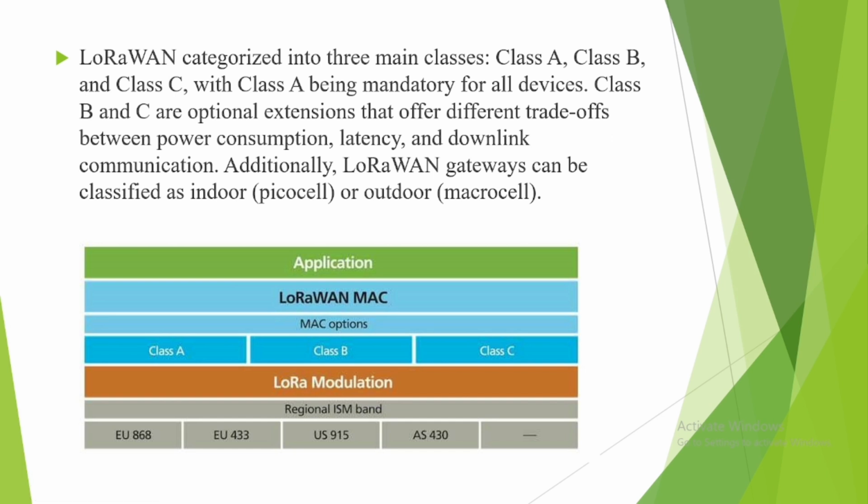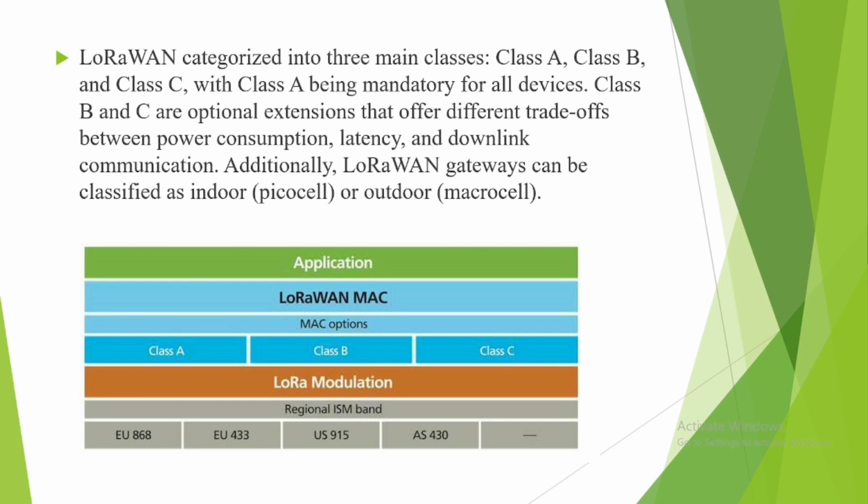LoRaWAN devices are categorized into three main classes: Class A, Class B, and Class C. Class A is mandatory for all devices. Class B and C are optional extensions that offer different tradeoffs between power consumption, latency, and downlink communication. Additionally, LoRaWAN gateways can be classified as indoor or outdoor.